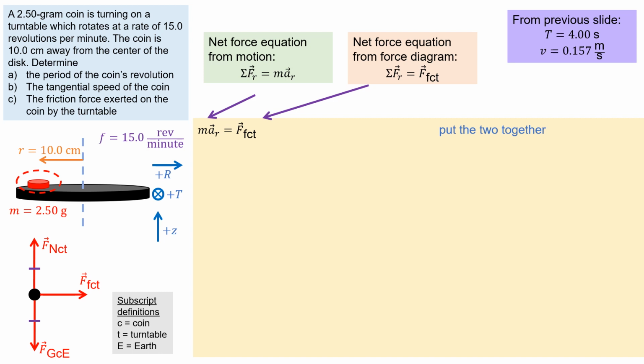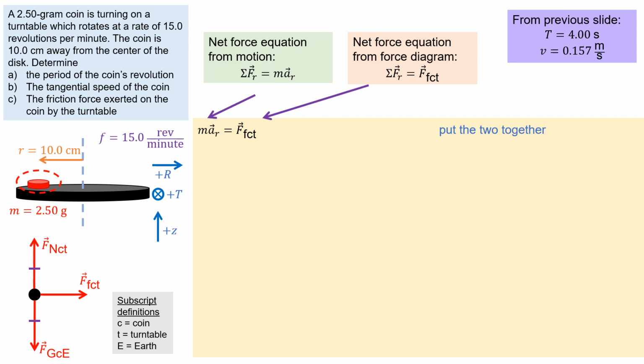So the mass times the acceleration in the radial direction is equal to the friction force on the coin by the turntable. From here on out in this yellow box, the computation I'm going to do will be on the left, and in blue text on the right will be the explanation for what I'm doing.